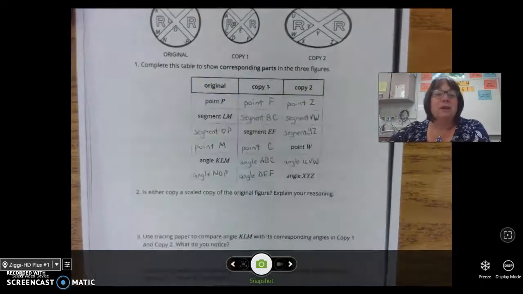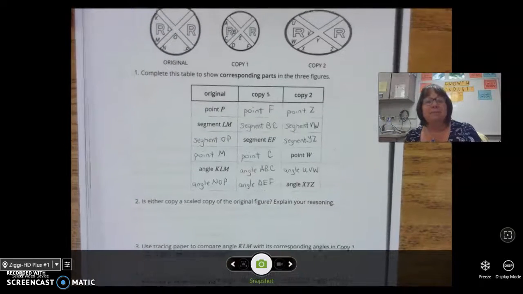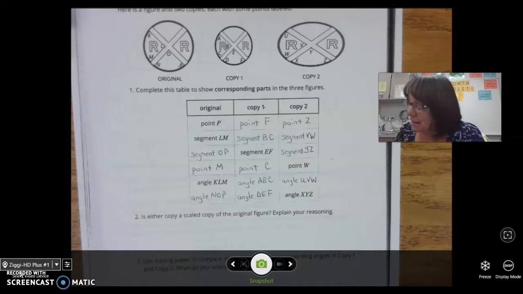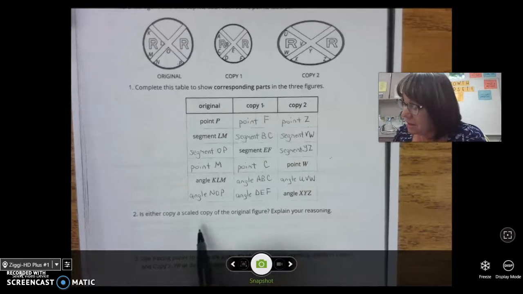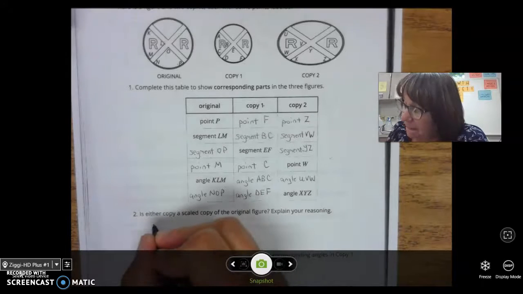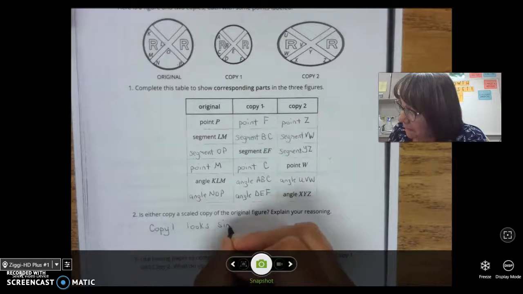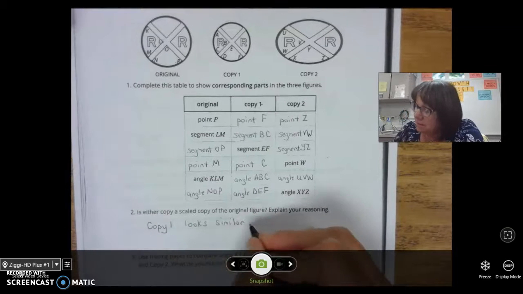Okay, do you think either copy was a scaled copy of the original figure? So I'm going to stop here. You're going to have a question, answer it, and then come back, see what the answer was. Is either copy a scaled copy of the original figure? I think maybe copy 1 might be. Copy 1 looks similar, just smaller.